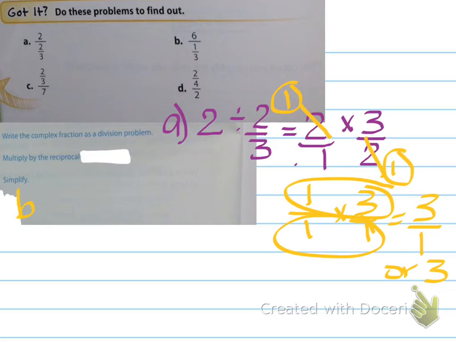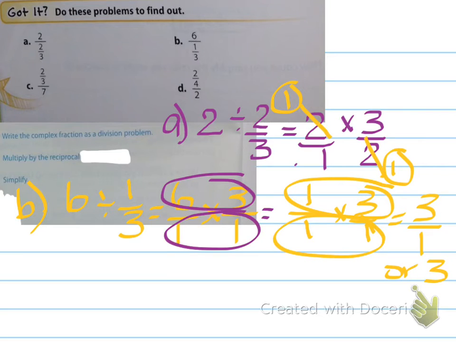Now B, again, we're going to write the complex fraction as a division problem. So it's going to be 6 divided by 1/3, which would be rewritten as 6 over 1 times the reciprocal, which is 3 over 1. There's no simplifying to be done, so I'm just going to do my hamburger and multiply, and you should end up with 18 over 1 or 18 for B.